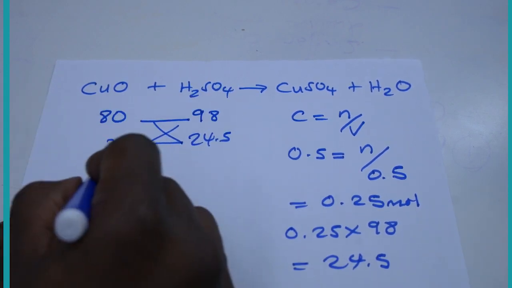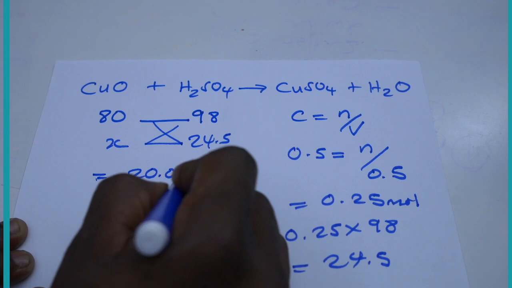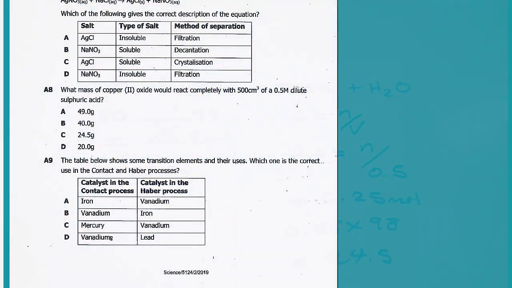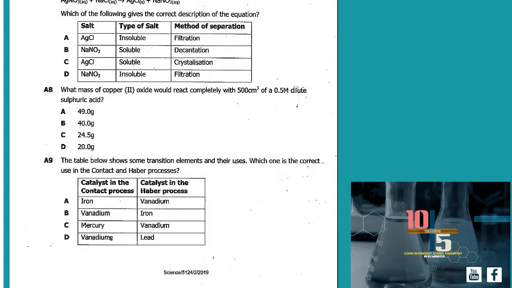Then we find that it will give us 20 grams. So our answer is D. Question 9. The table below shows some transition elements and their uses. Which one is the correct use in the Contact and Haber process?